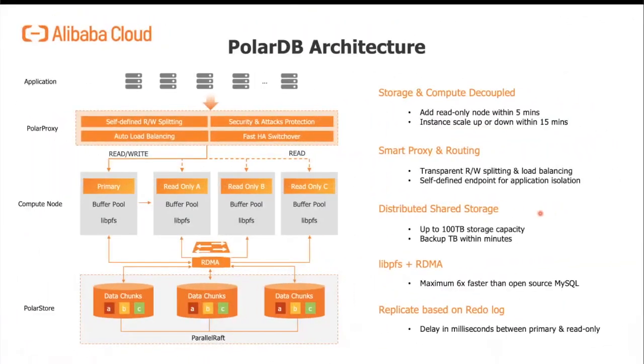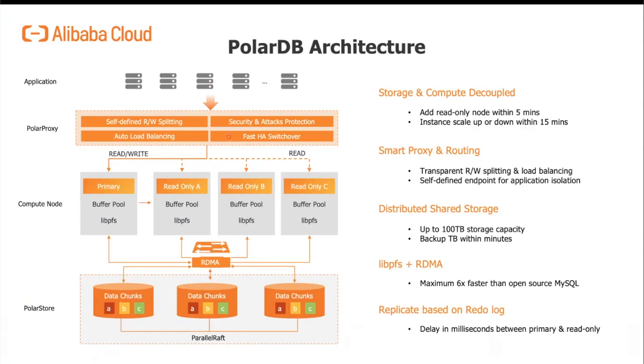This is an architecture diagram of PolarDB. PolarDB is a cloud-native OLTP database. On the top, we have the application connecting into a Polar proxy, which does automatic read-write load balancing. It's a single master with multiple readers, up to 15 read-only nodes, with a centralized shared storage that is distributed in nature. Each data chunk is replicated 3 times. This means that when you add a new read-only node, it only takes less than 5 minutes. Instant scaling up or down, less than 15 minutes.